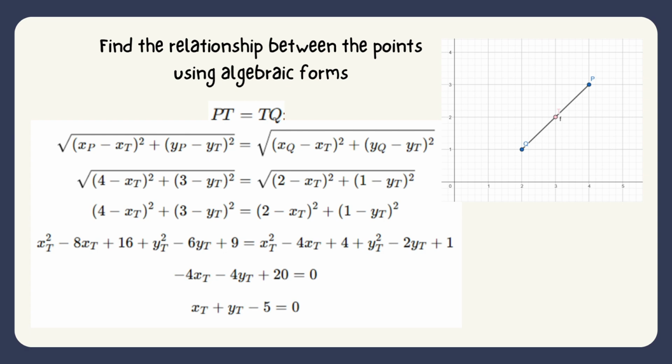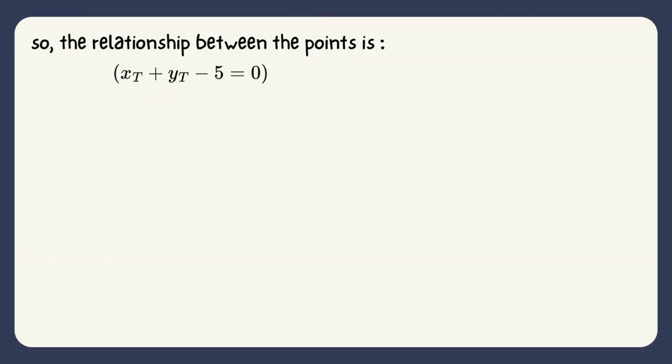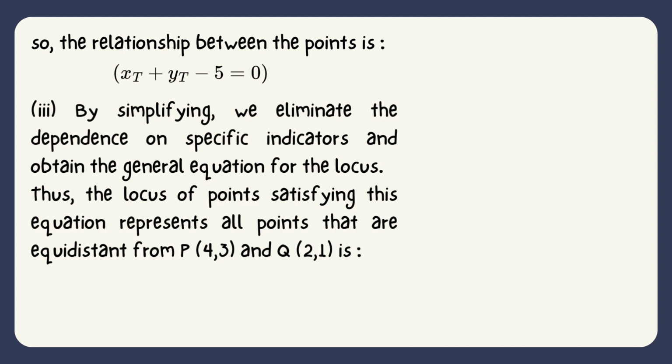Then just do the algebra till we get negative 4xt minus 4yt plus 20 equal to 0. Then we divide both sides by negative 4. So we get xt plus yt minus 5 equal to 0. Now, we need to simplify by eliminating the specific indicators and obtain the general equation for the locus. We just need to take out the t there.